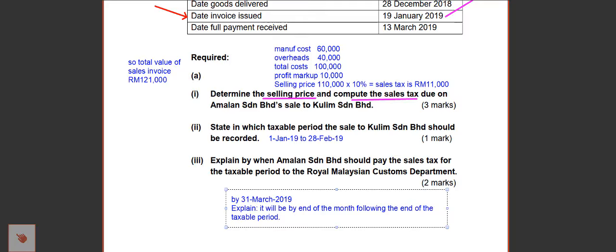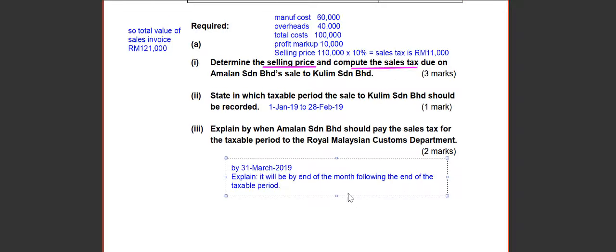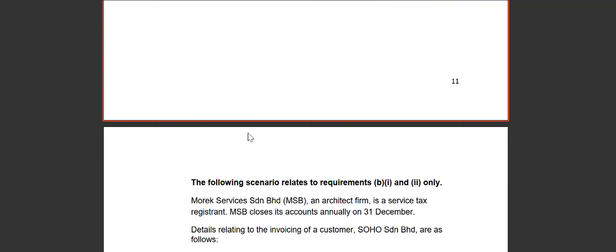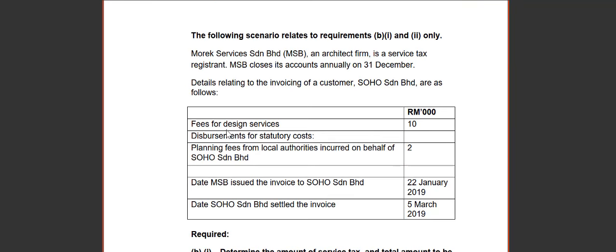Okay, so you can just say like that, at the end of the month following the end of the taxable period. All right, so the taxable period ends 28th of February, so the end of the month following 28th February is 31st March 2019.